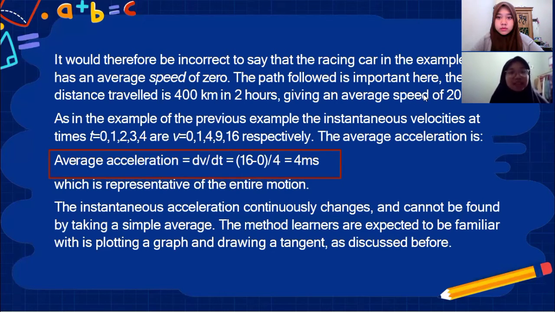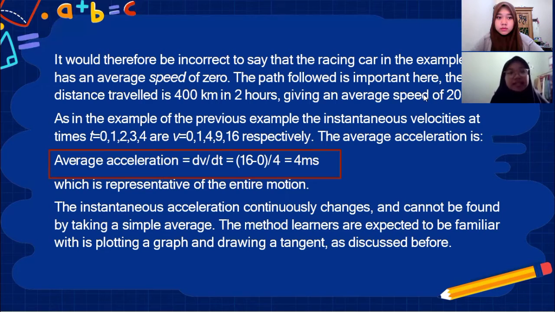So many descriptions about it. It would therefore be incorrect to say that the racing car in the example above has an average speed of 0. The path followed is important here. The distance traveled is 400 kilometers in 2 hours, giving an average speed of 200 kilometers per hour.